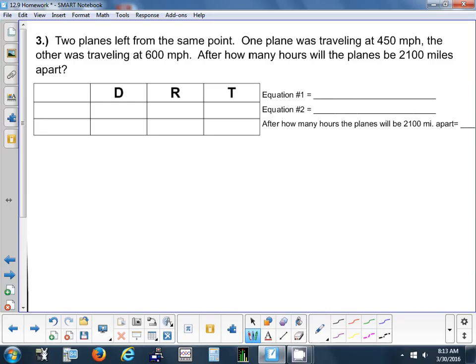All right, so let's call these plane 1 and plane 2. Right, and we know the speed of each plane. What's one of the speeds of the plane? 450. One plane is traveling at 450. It does not matter which plane you say is 450, plane 1 or plane 2. Doesn't matter. The other plane is 600.